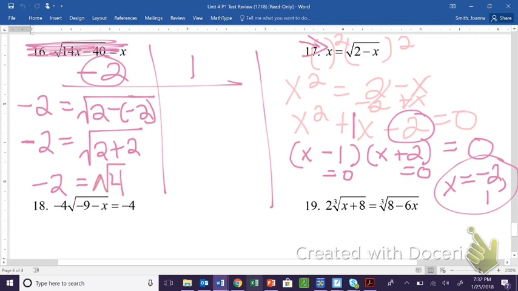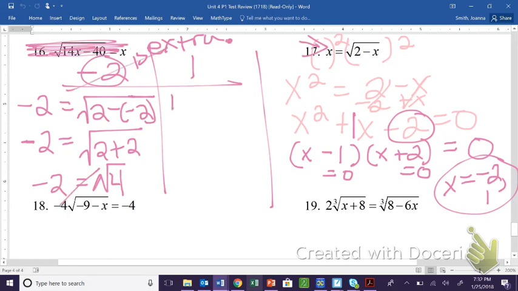What's the square root of 4? It's 2. Does -2 equal 2? No. So that means that -2 is, you guessed it, an extraneous solution. It's extra. Okay? An extraneous solution. So that is not a solution.